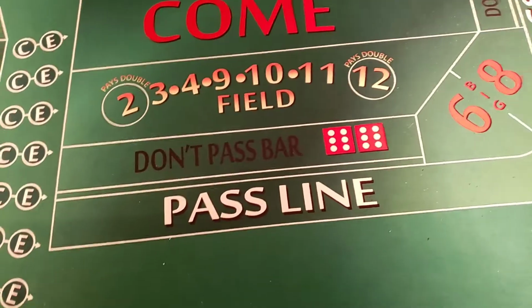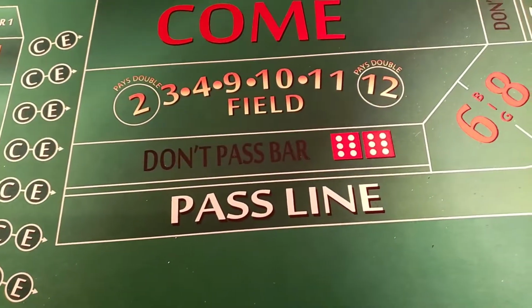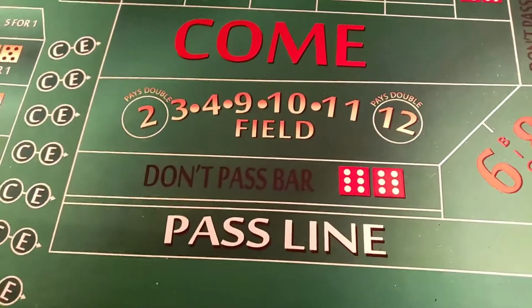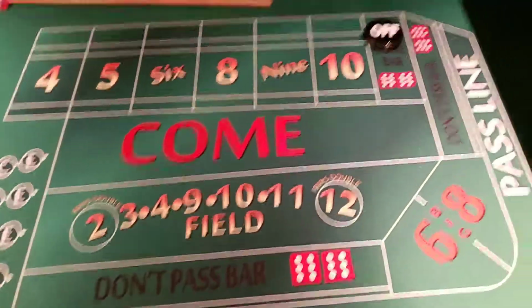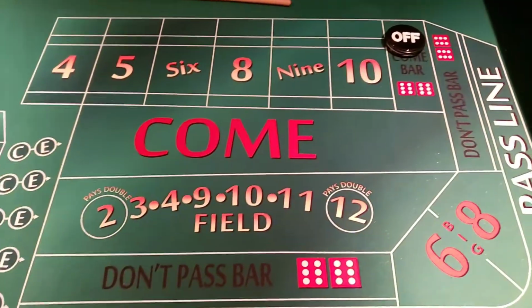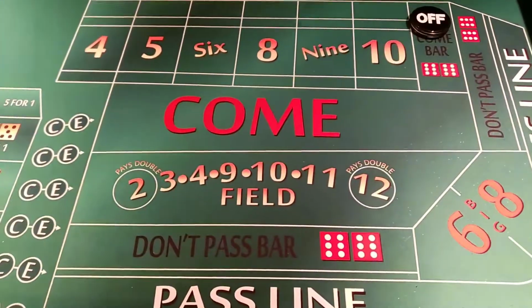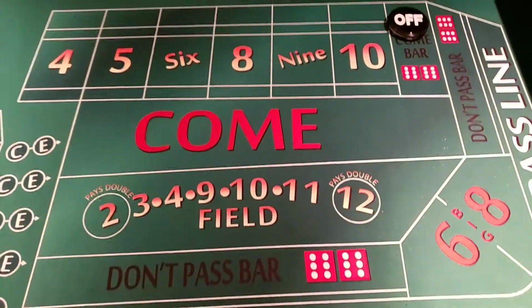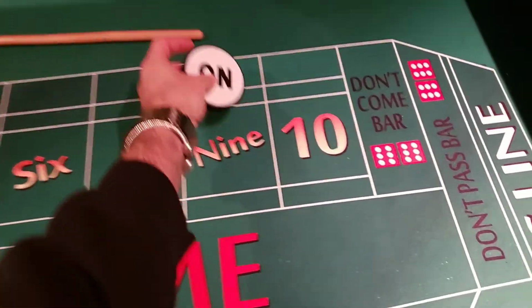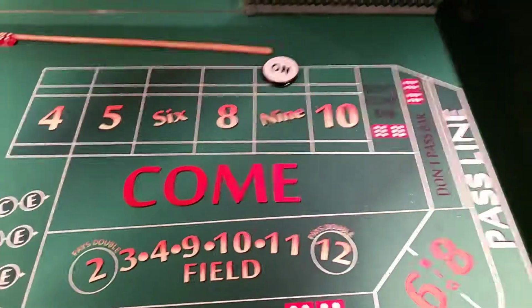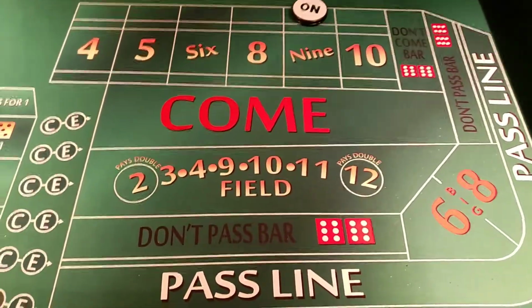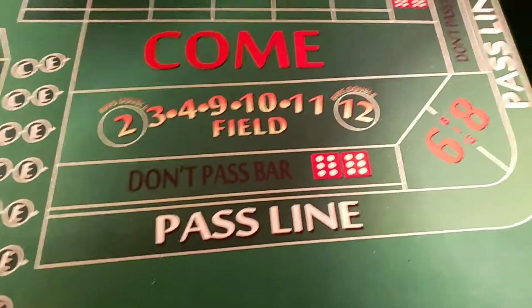It can't come off. You put that down before the come out roll. The come out roll is when they have the puck off and they haven't established a point. As soon as the shooter establishes the point, the dealer will put on the puck and they will put it like so. So now the point would be 9. So that means your pass line would work as a 9.